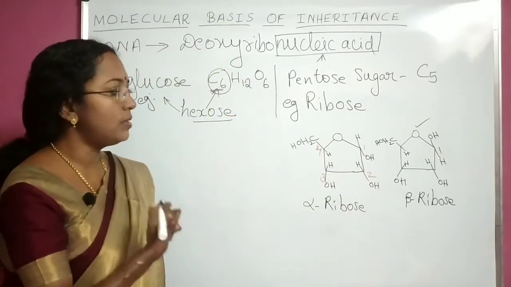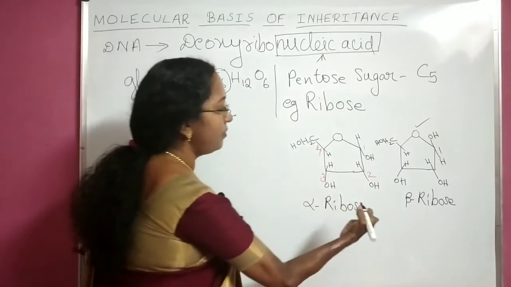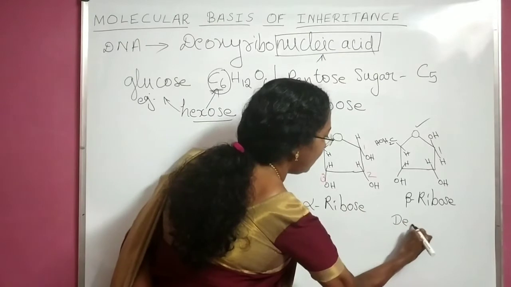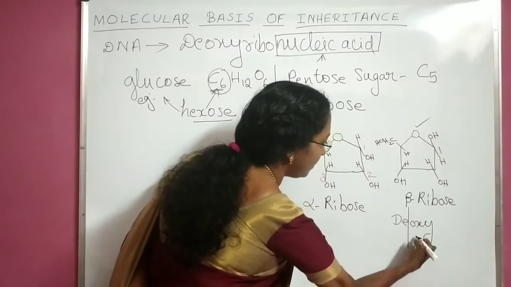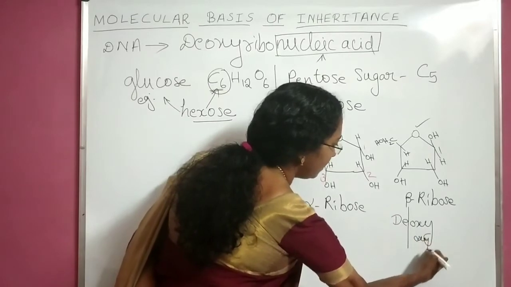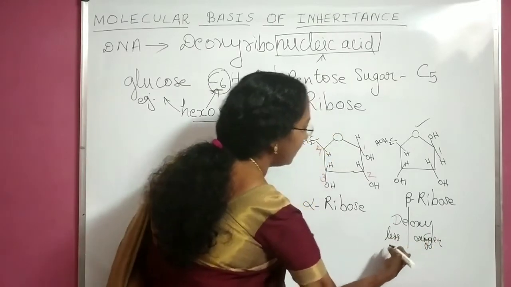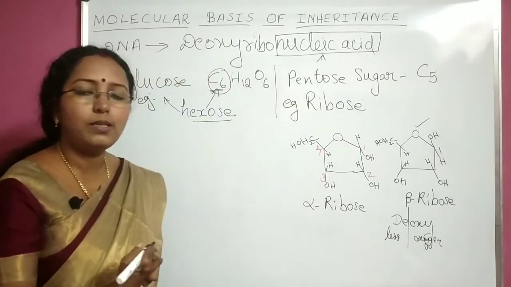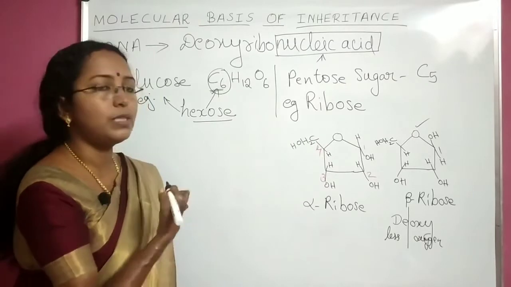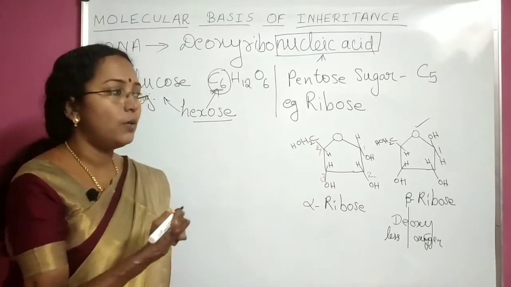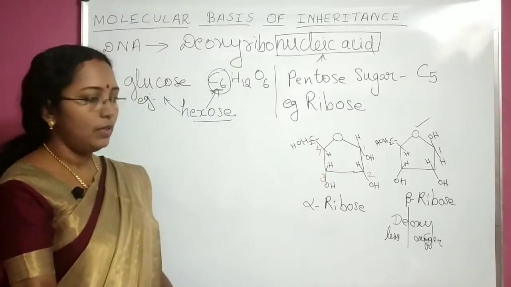Okay, next question is what is the difference between ribose and deoxyribose? From the word itself it is clear. It is deoxy. Deoxy means one oxygen less, or lacking one oxygen molecule. One oxygen molecule is removed from this ribose, so that now the ribose is getting converted to deoxyribose.